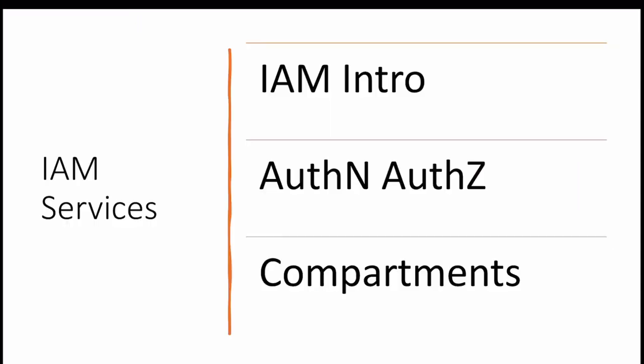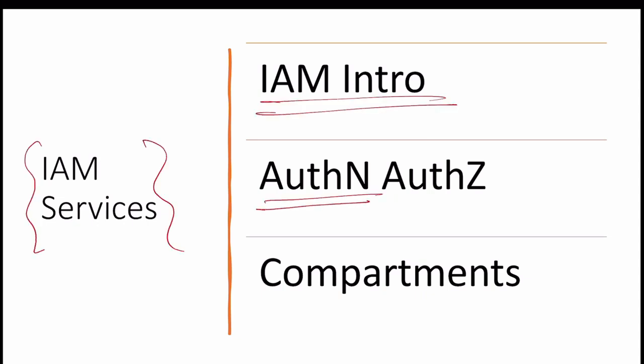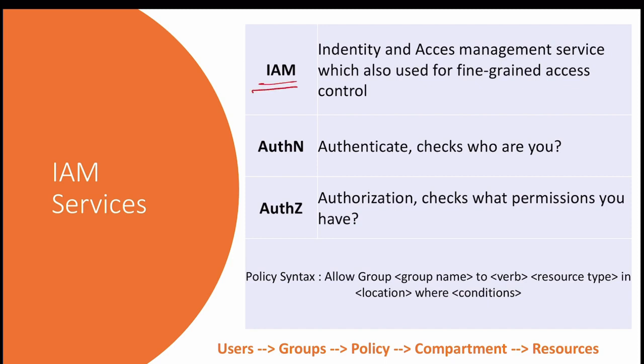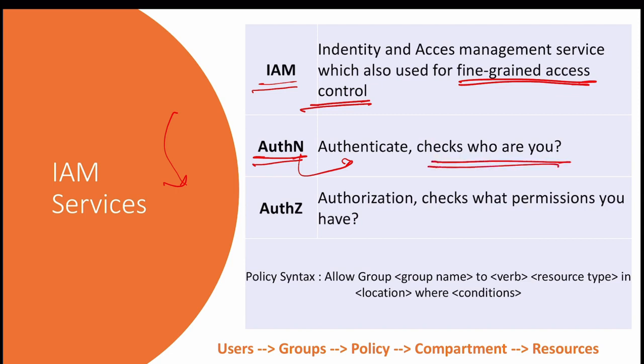Now we will see the IAM services. We will see the introduction of this one, what AuthN and AuthZ are, and then we will see an important concept, compartments. We will talk about IAM, identity and access management service, which is also used for fine-grained access control, so we can provide access at a lower level. AuthN stands for authentication, which checks who you are. AuthZ is for authorization, which checks what permissions you have.